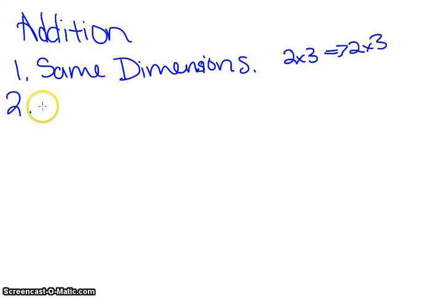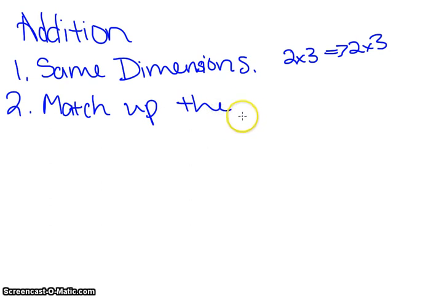The second rule here is that you have to match up the elements, meaning that, say you have a 5 in row 1, column 1 of your first matrix, you could only add it to the number or variable in row 1, column 1 of the second matrix.